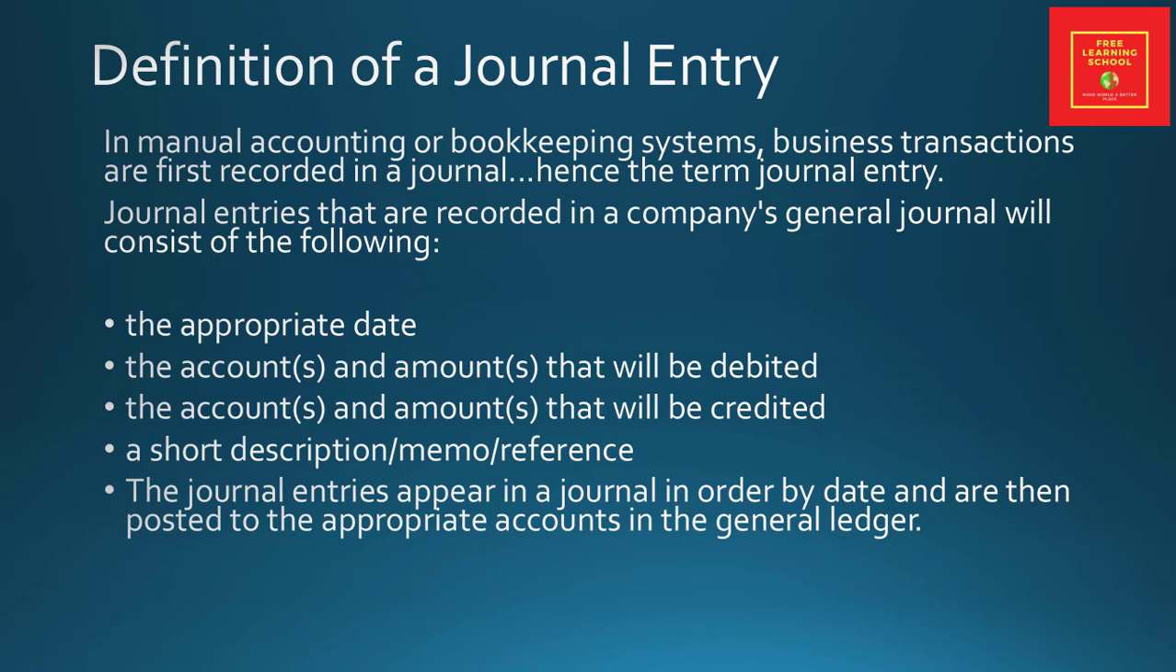And you have to write a short description or memo or a reference. For example, you just sold a burger from your burger shop. You'll record that sales revenue will be credited and you received cash, so cash will be debited. So you debit cash and credit sales revenue. And you can write a reference that this is the number 50 burger on that day, or burger sale. So this is the definition.